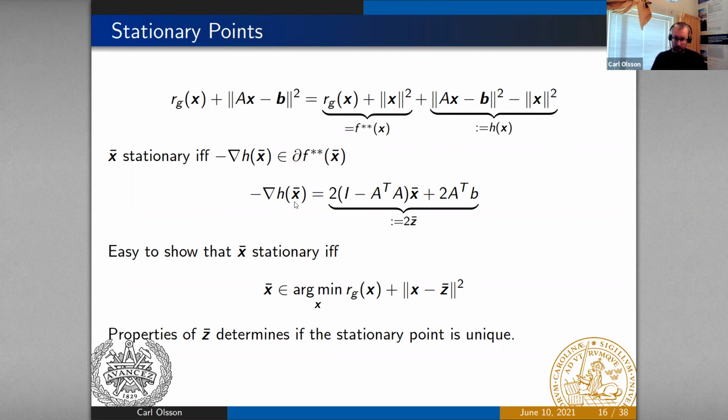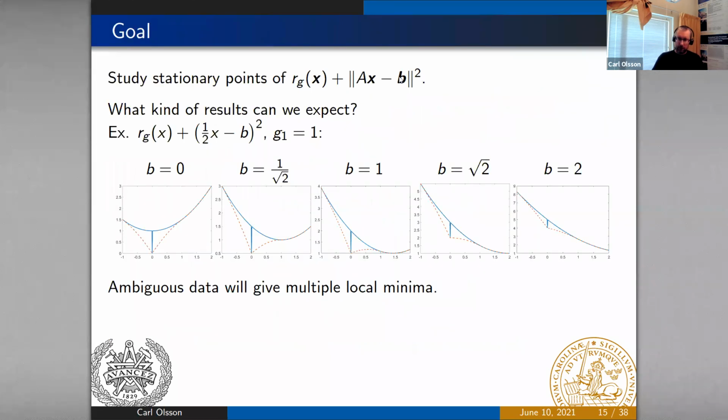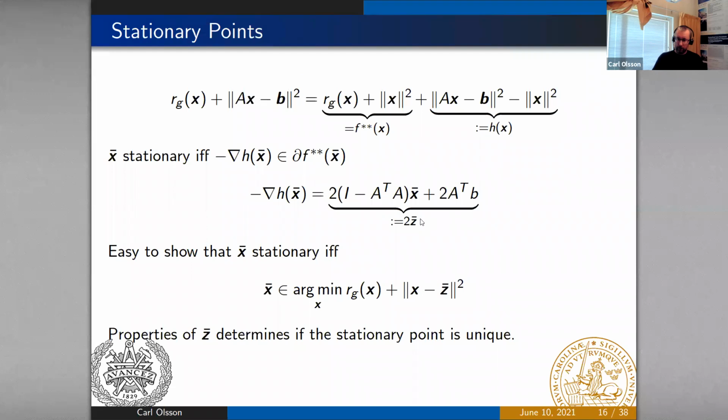And this is what the gradient of h amounts to, right? So this set here is what corresponds to my b, roughly. It's the properties of this set that are going to tell me whether there can be other stationary points or not. And it's pretty easy, I would say, to show that this stationary point x will be a solution to this problem.